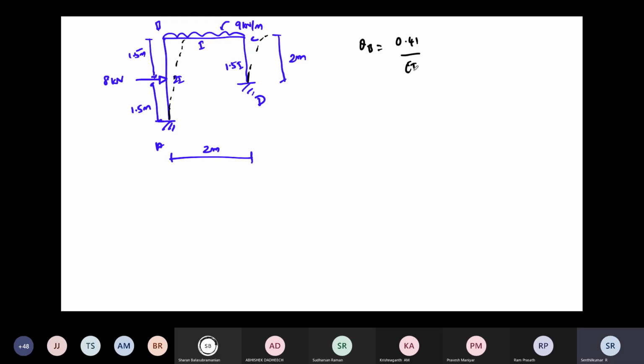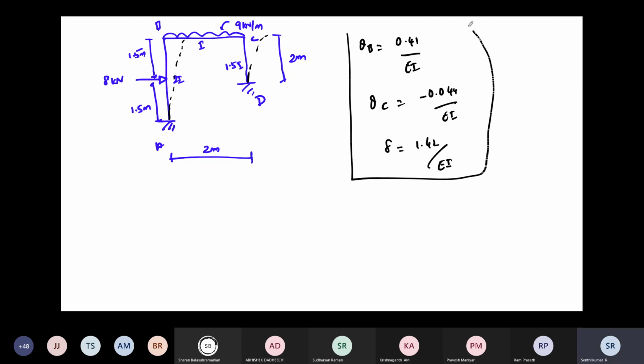Theta B is 0.41 by EI. Theta C will be minus 0.044 by EI. And finally, delta will be 1.42 by EI. So just try it, and see if you are getting these answers. If you get these degree of freedom values, you can substitute into MAB, MBC, and you will get the proper values.